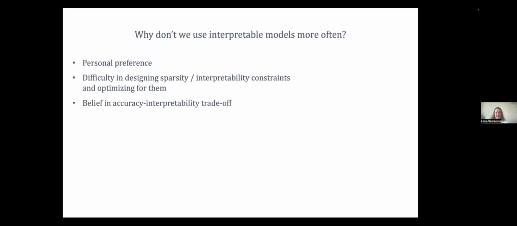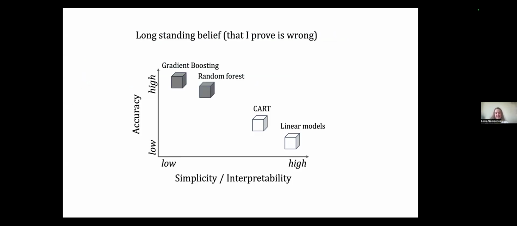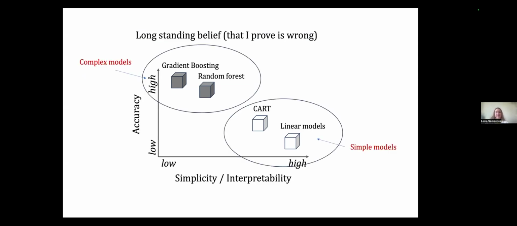I believe the reason why we don't use interpretable models more often also relies on a belief that has been in the community for a long time, that there is an accuracy-interpretability trade-off. And the trade-off is specifically like this. If we plot simplicity or interpretability on the x-axis, and accuracy on the y-axis, and then run different data science algorithms such as gradient boosting, random forest, and linear models, we will see a cutoff where the more complex models are low in simplicity and high in accuracy. And then we take more simple models, they will be high in interpretability and low in accuracy.